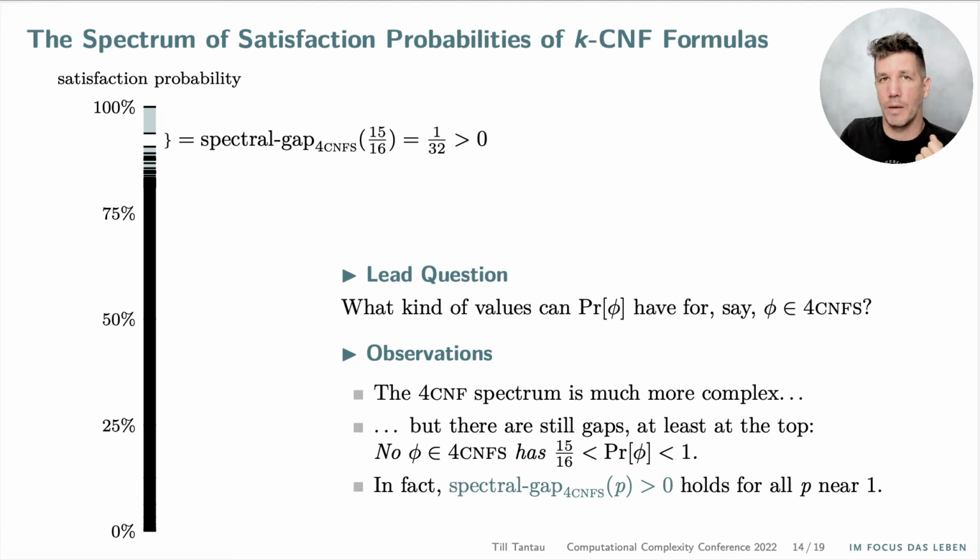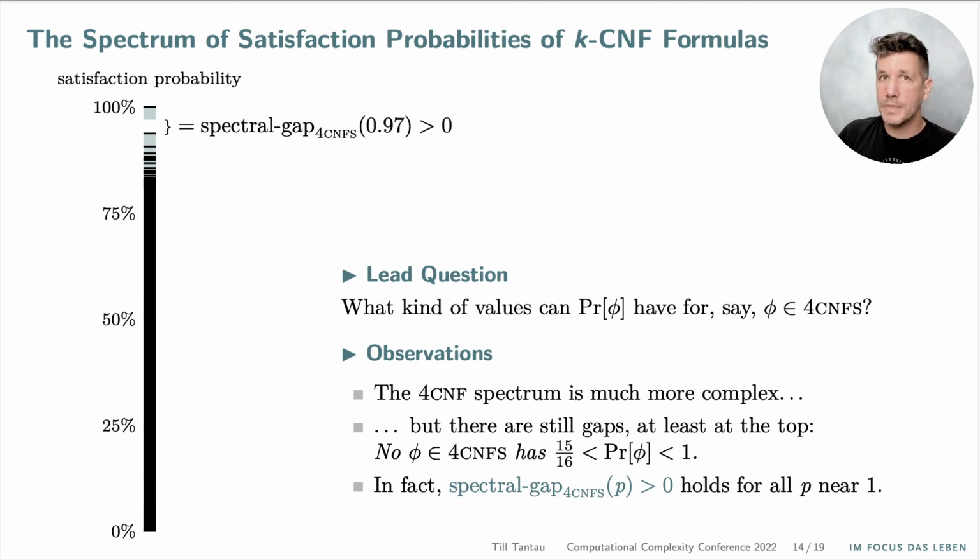That's also, they have to think a little bit longer, but it's 1 over 32, and that's also positive. And perhaps yet another example, take the number 0.97, so 97%. There's also a spectral gap below that. And even though this is not even part of the spectrum, there's still a whole interval below that that does not contain any satisfaction probability of 4-CNFs.